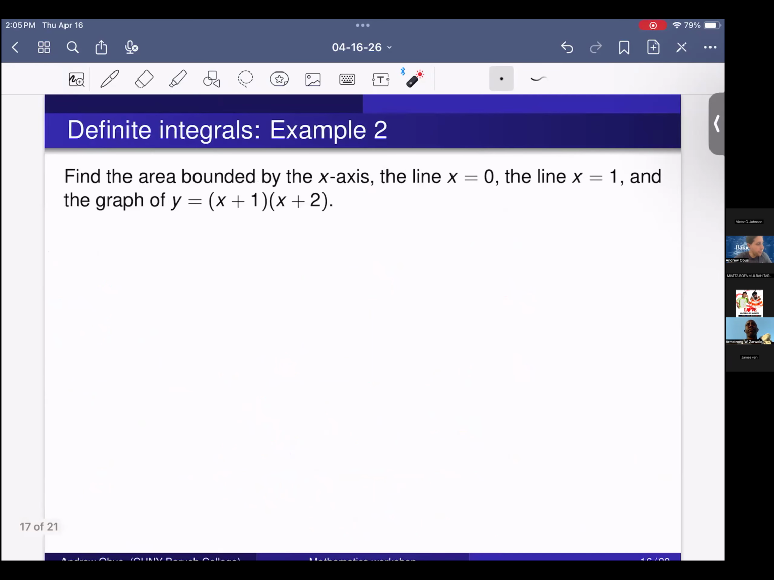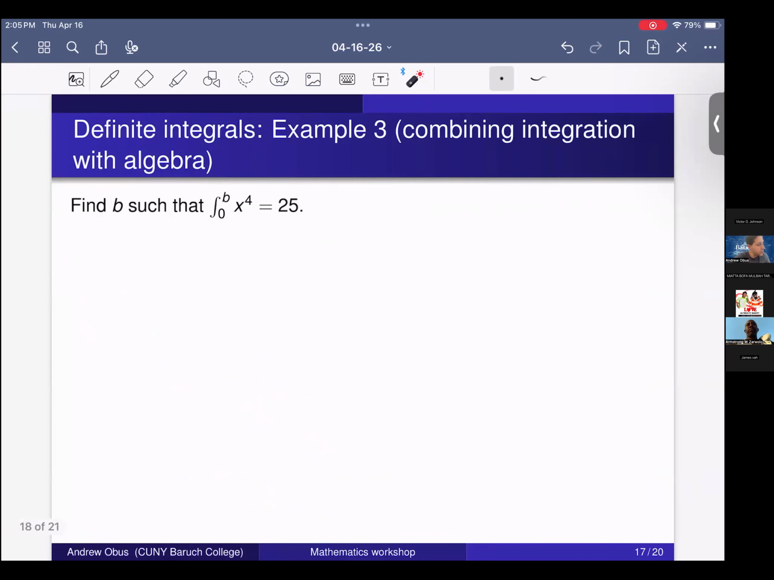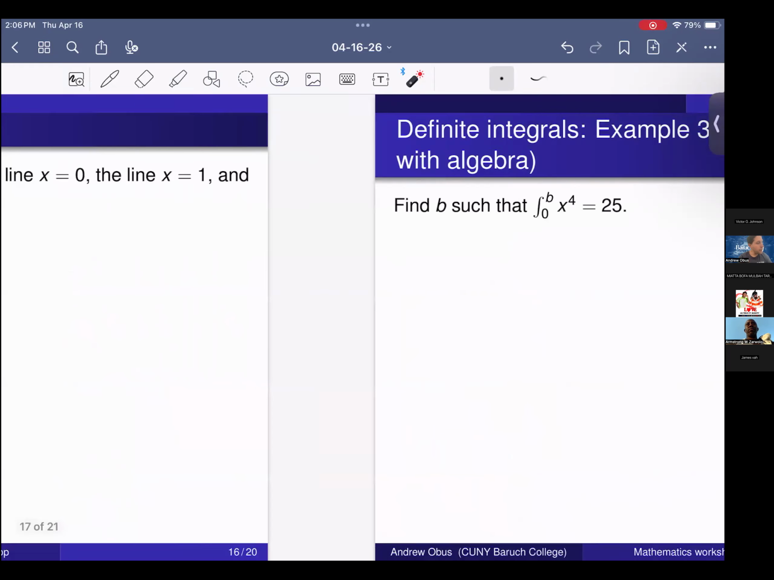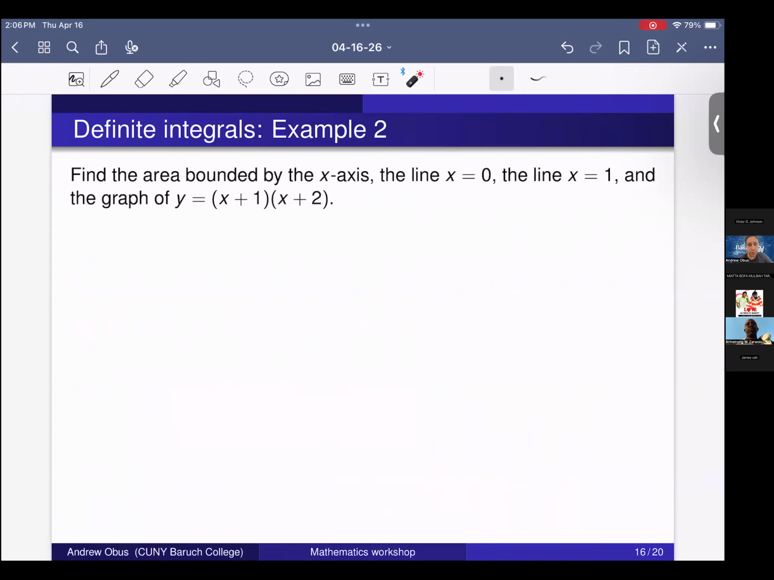Okay. I think we have time for one more example. So I'm going to skip the next example, but you can do that for homework. Okay, so this is the last example we'll do for time.